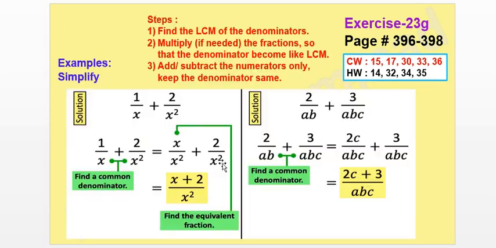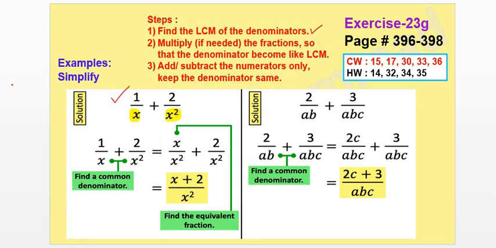Let's see some examples here, and I have written the steps. Looking at these steps, we are going to solve these examples. Although they are already solved, I will explain step by step. Let's say we want to add these two fractions. First of all, we will find the LCM of the denominators. Now what are the denominators here? It's x and x squared.